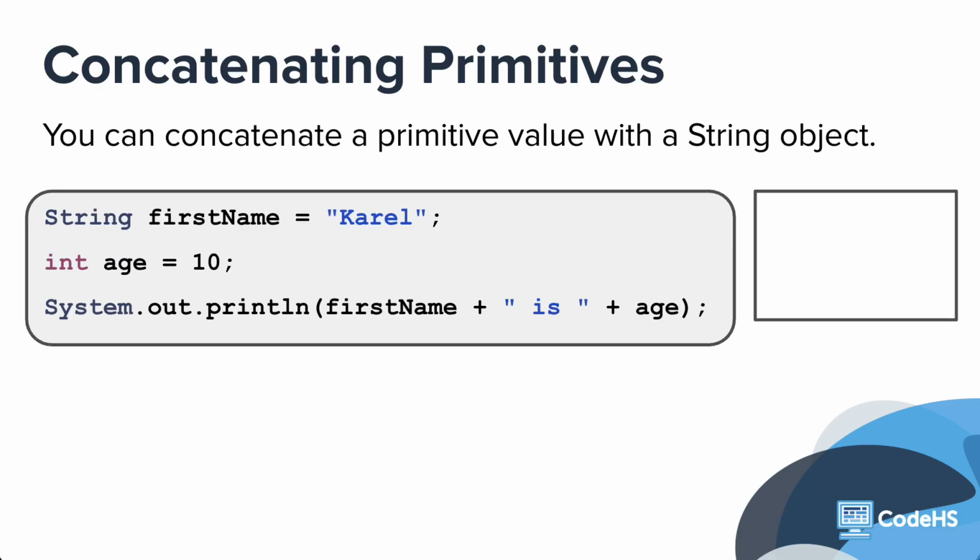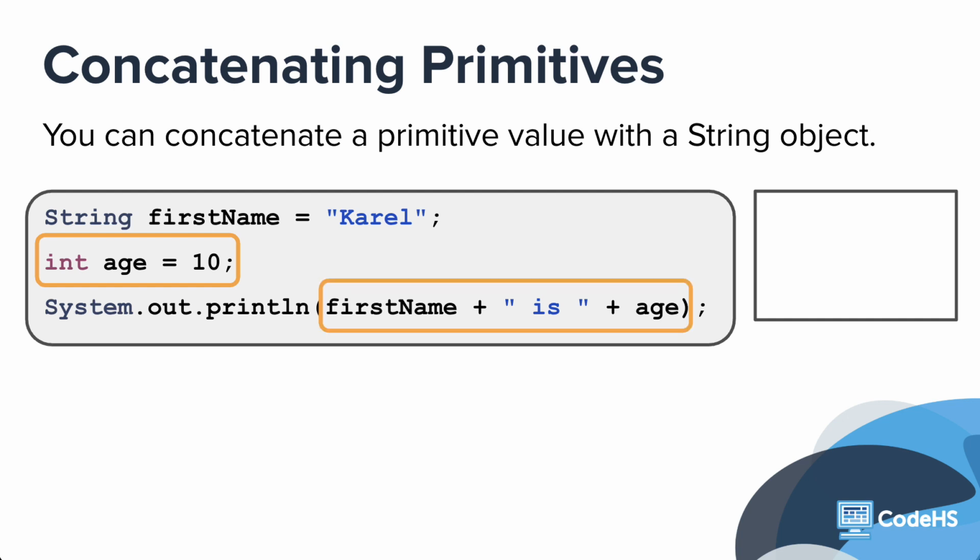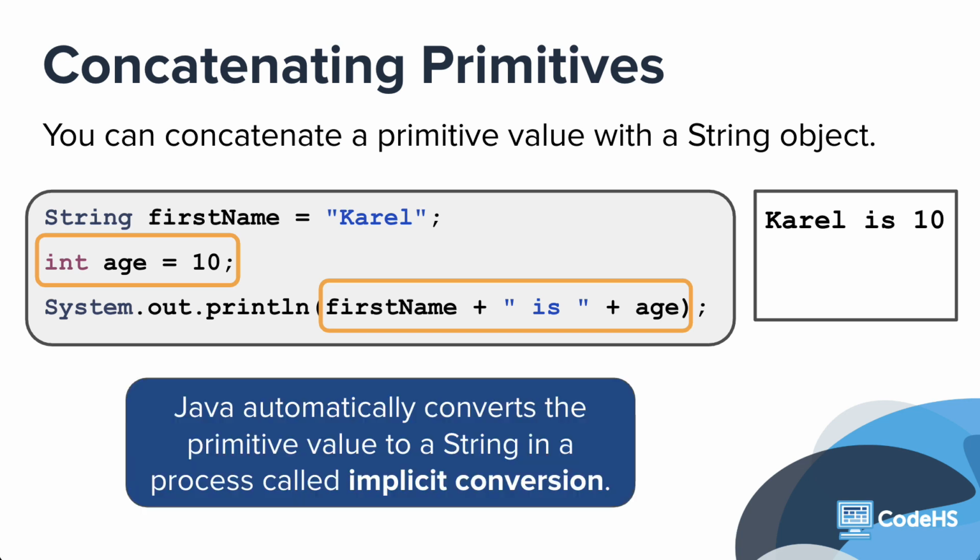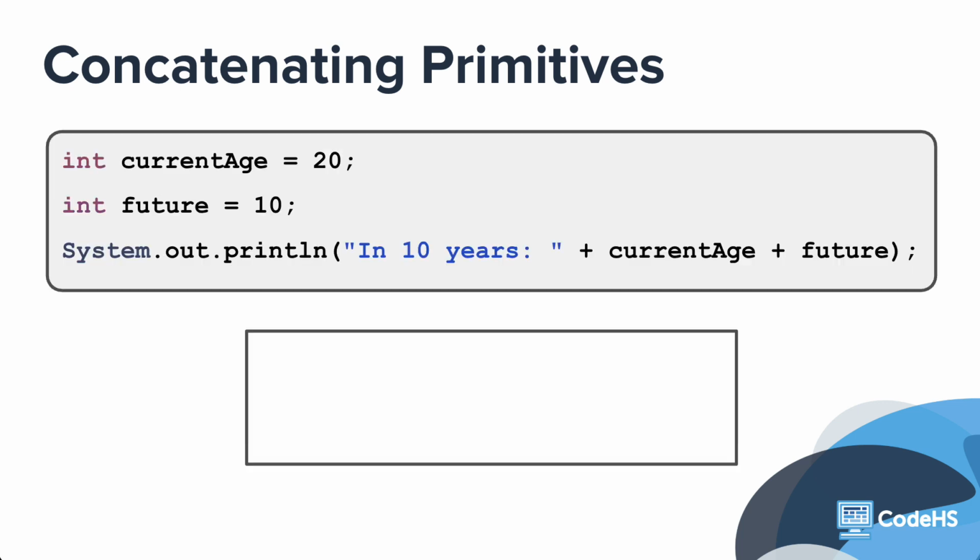You can also concatenate a primitive value with the string object. In this example, the integer value 10 is concatenated with the strings Carol and is. This results in the string Carol is 10. When a primitive value is concatenated with the string object, Java automatically converts the primitive value to a string in a process called implicit conversion. Implicit conversion can be tricky, as data types operate a little differently than you might initially expect.